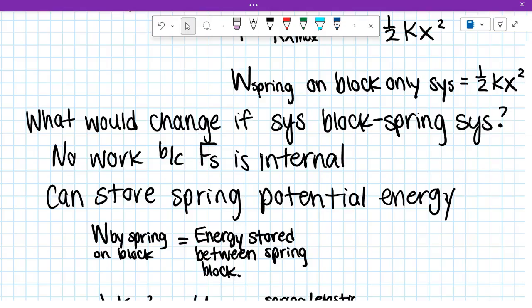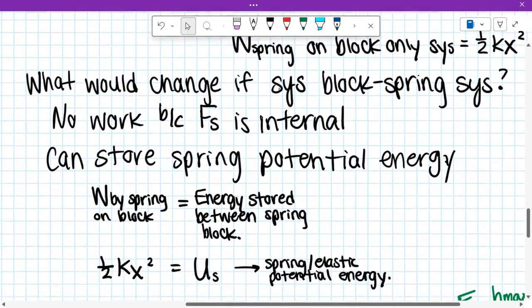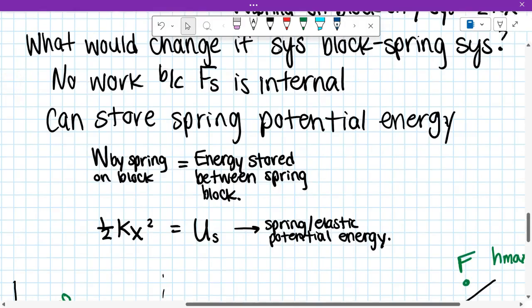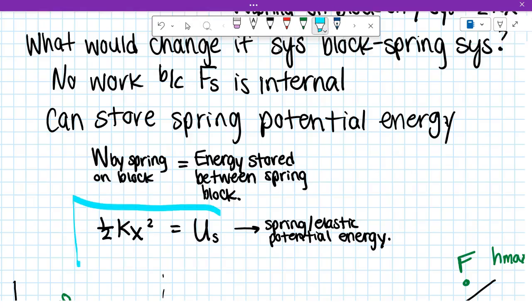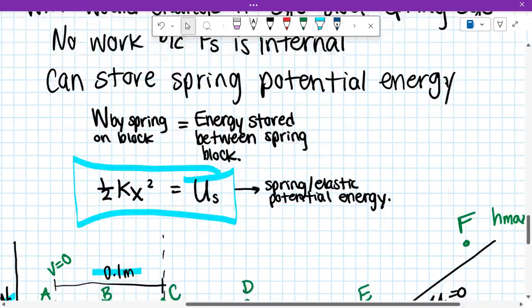So the work done by the spring on the block is going to equal the energy stored between the spring and the block. Or in this case, 1/2 kx squared is going to equal Us, where Us is the spring or elastic potential energy. Elastic is kind of the generic term for anything that stretches or compresses and returns back to its original shape. So think rubber bands, springs, anything along those lines, even diving boards. So we just derived an equation for the spring potential energy, and we'll add that to our reference table tomorrow.